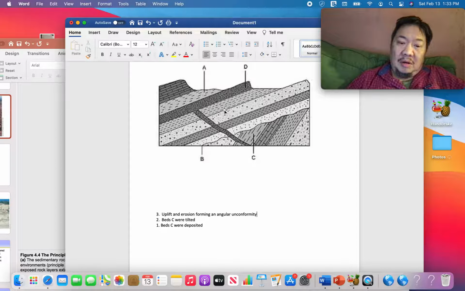Then this stack of beds was deposited. So then conglomerate, shale, conglomerate, shale beds are deposited. Then this is a dike. You see this is a dike. So dike D and lava flow D cut through this bed C and all of this stuff.